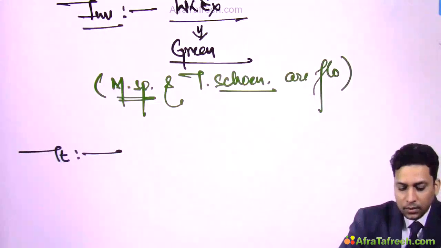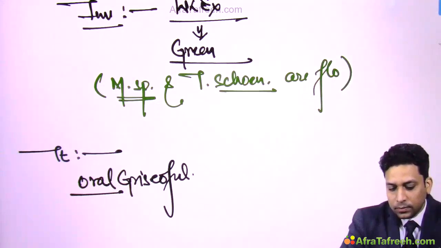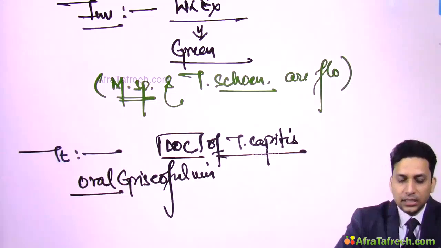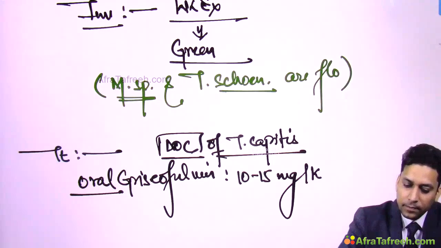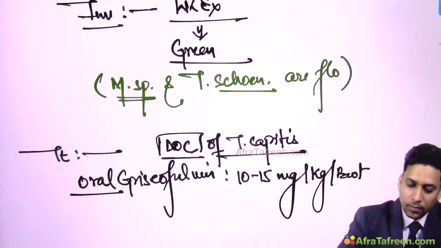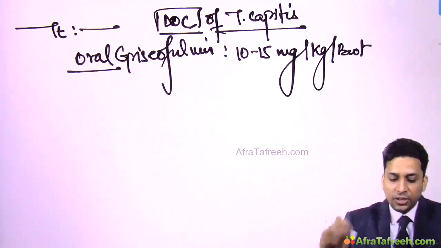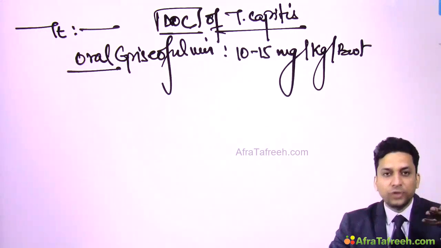Treatment. Oral griseofulvin is the drug of choice for tinea capitis. So drug of choice is oral griseofulvin, which is given 10 to 15 mg per kg body weight. But according to a recent article in the British Medical Journal, they have mentioned that depending on the type of dermatophyte, the drug of choice might vary.